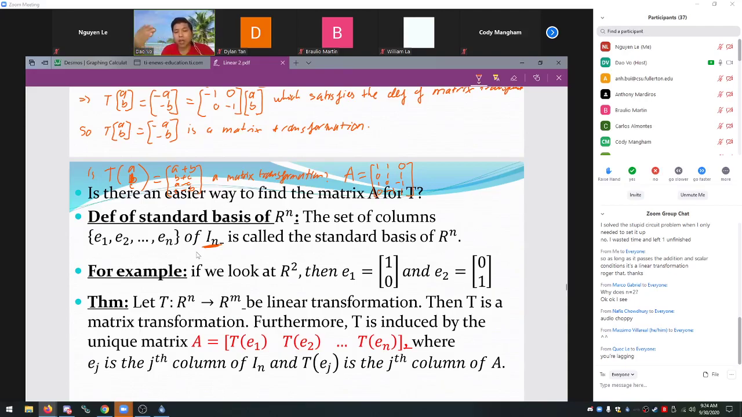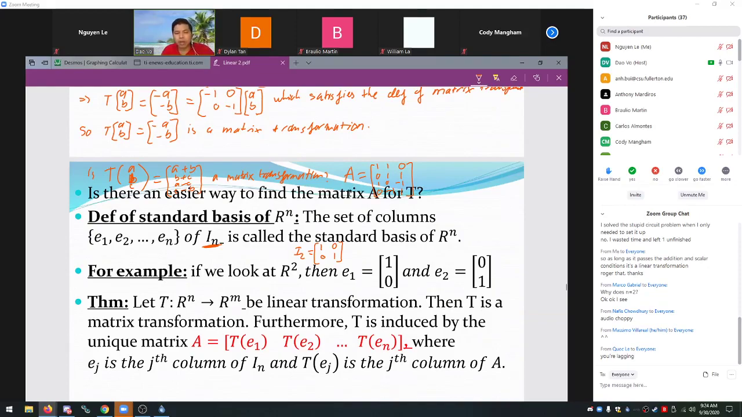For example, if we look at R2, then we have I2, which is 1, 0, 0, 1. That's the identity matrix. So the first column, which is 1, 0, will be E1, and the second column, which is 0, 1, will be E2. This depends on what dimension we have. It doesn't have to be 2 columns every single time. If you look at E3, then you have 3 columns. You have E4, then you have 4 columns. So those will be changeable also. So watch out for those definitions.